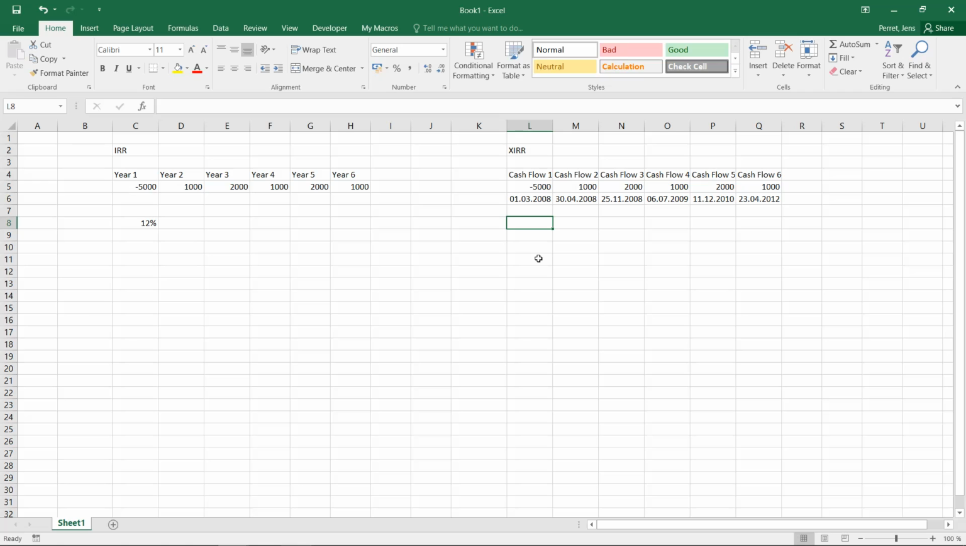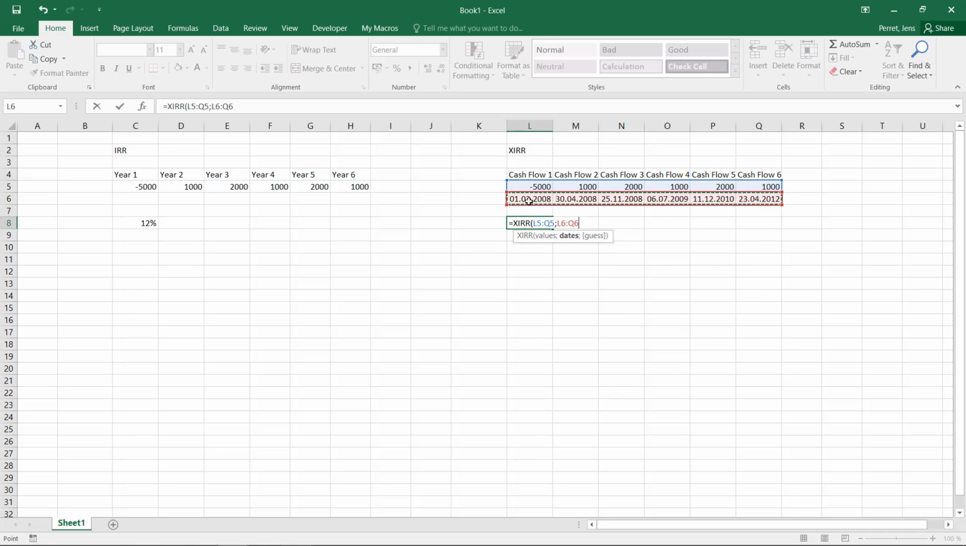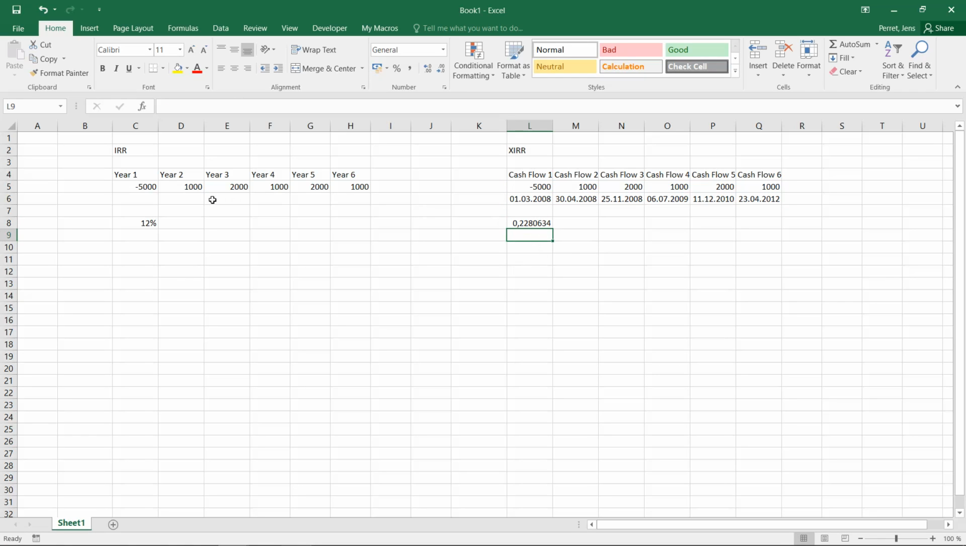Similarly, with the XIRR, there's only one thing we have to add. Besides the same values, we have to add the dates when each of these cash flows occur. So what we're doing here is simply selecting the dates, and then, similar to before, we can add a potential guess for what the interest rate or rate of return could be. Here in this case, it depends on the format of the cells. Here we would get 22.8%.